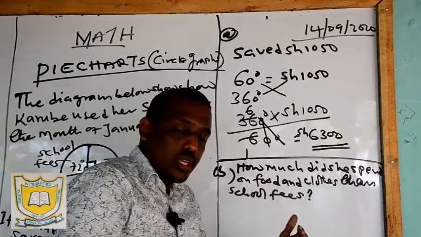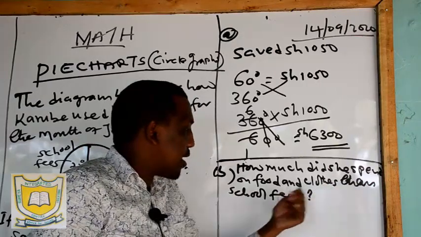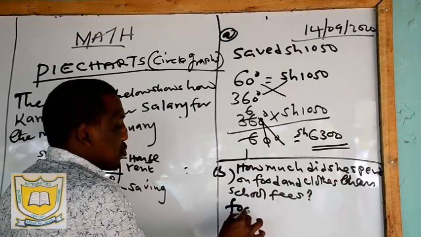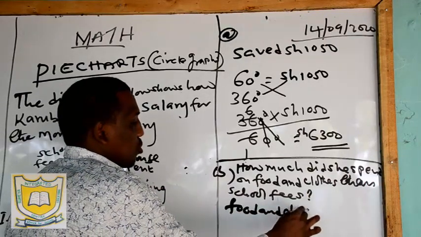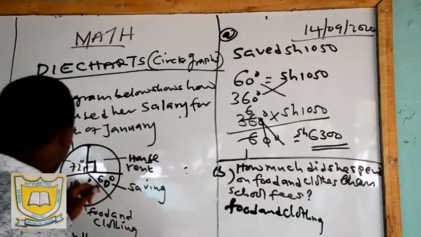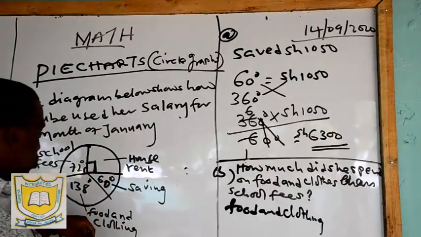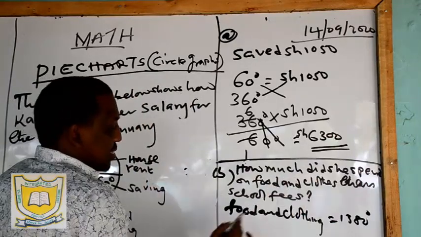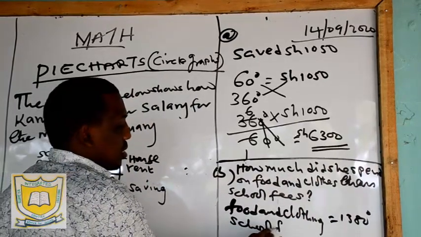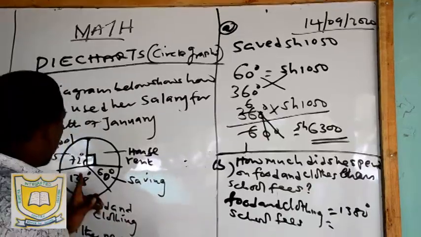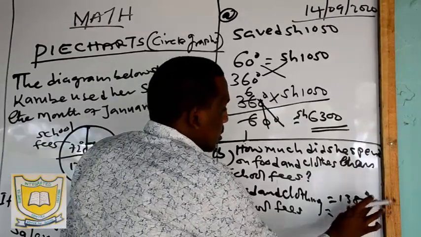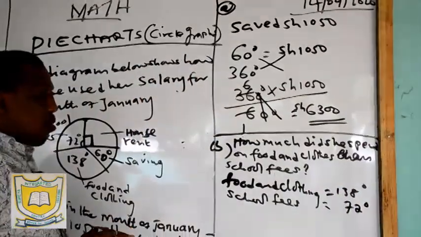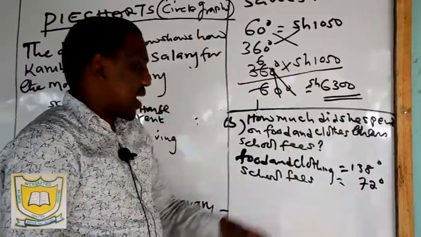How much more did she spend on food and clothing? The degree for food and clothing that we are given is 138 degrees. The degree for school fees is 72 degrees. Now they are comparing the two things.